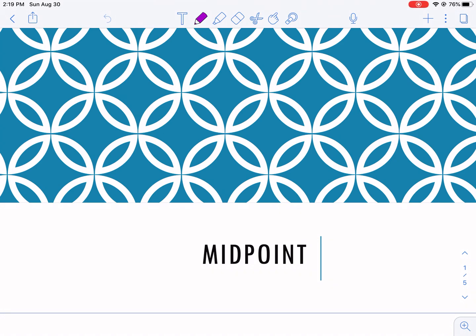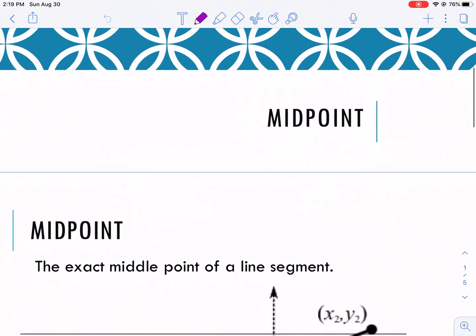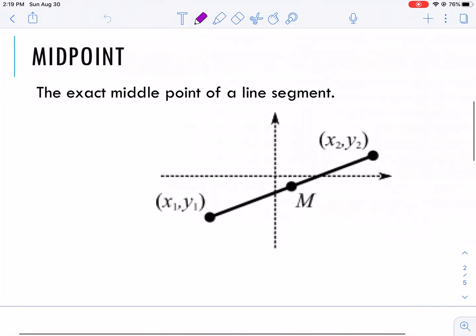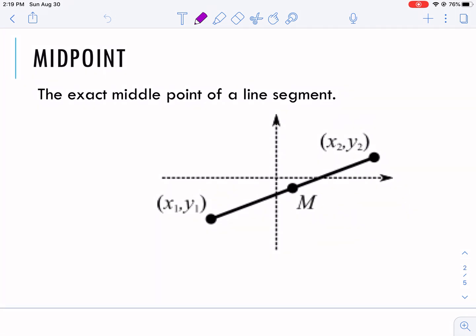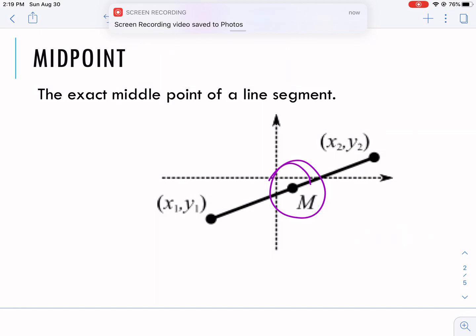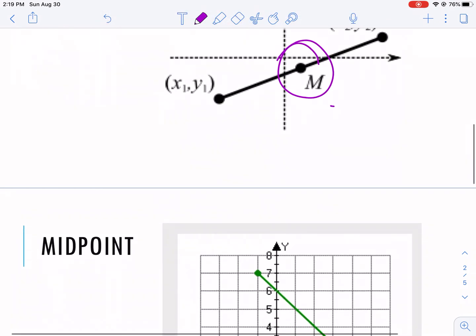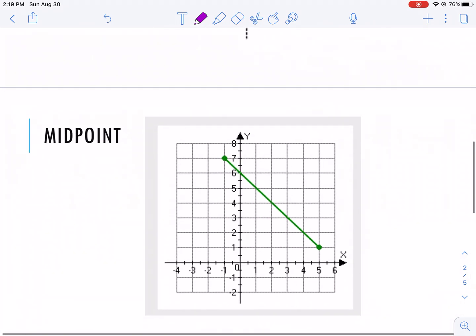So the last thing I want to talk about this week is the geometry concept of midpoint. From your vocab charts, hopefully you saw that midpoint is the exact middle of a line segment. So this point M here is the midpoint. And if you notice, we're still going to write them as x1, y1, and x2, y2, okay? So to get to this midpoint, let's look at this example here.